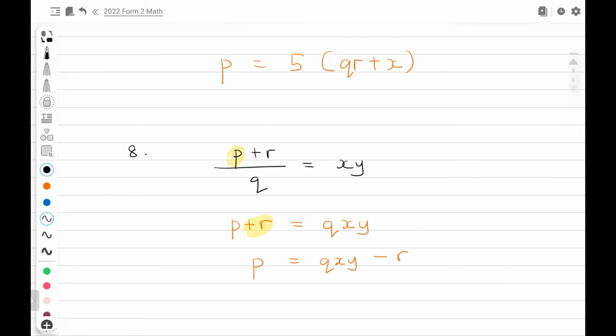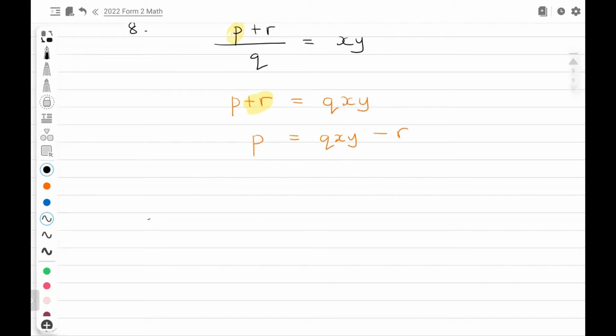I don't know. Okay, if we don't know, then we try. Number 9 with brackets. Okay, maybe something like this. So what is the difference between this example and the previous one? Now on the left got P, on the right also got P, right? Yes. But we want to make P to be the subject, P alone. So what should we do?